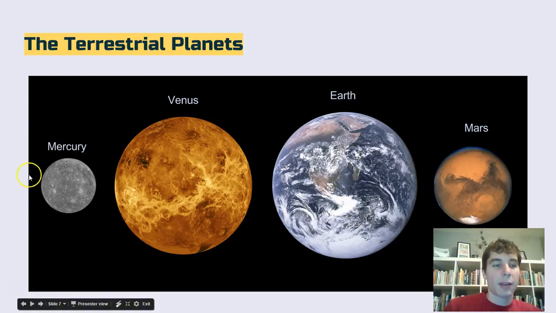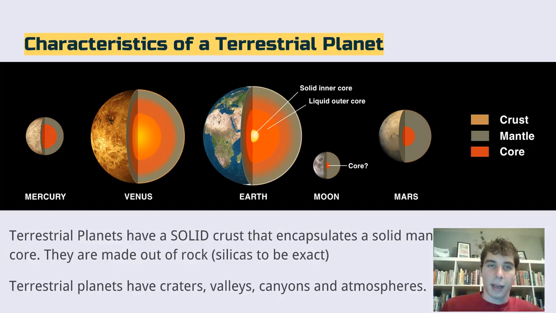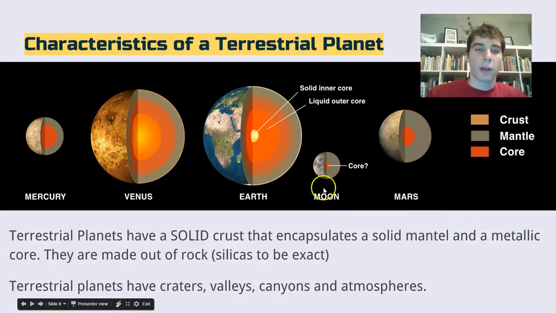So if the sun is on this side, then Mercury is the closest, then Venus, Earth is the 3rd planet from the sun, and then Mars. So that's what they look like on the outside. Let's take a look at the inside of these. What makes a terrestrial planet terrestrial? It turns out that all terrestrial planets have a solid crust on the outside.